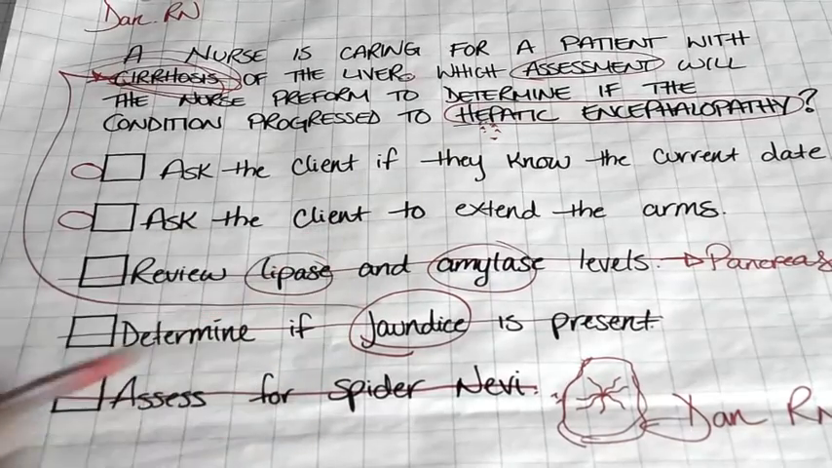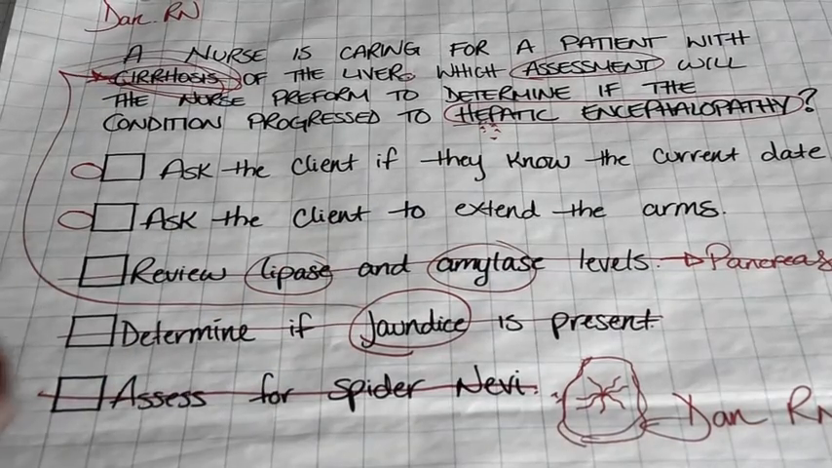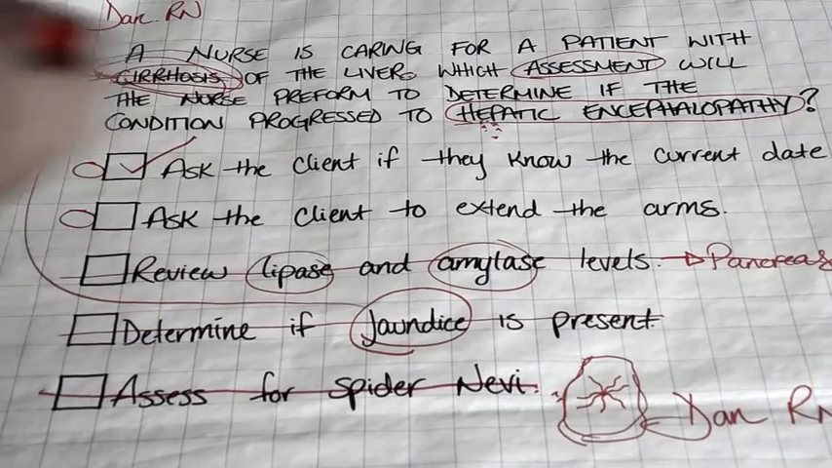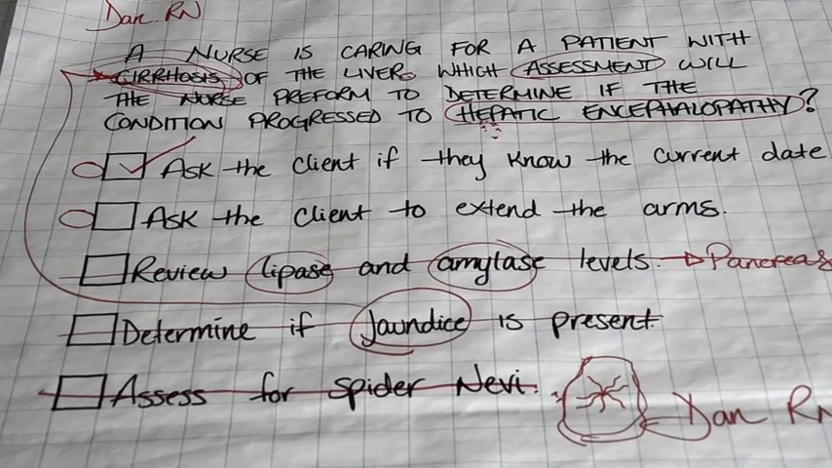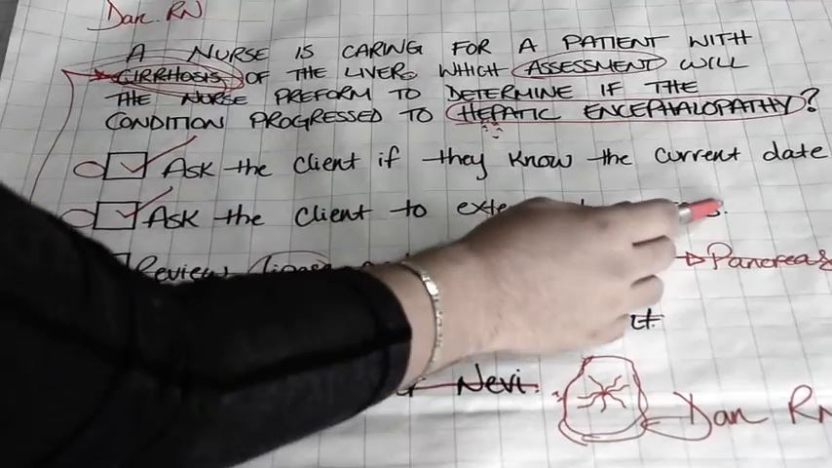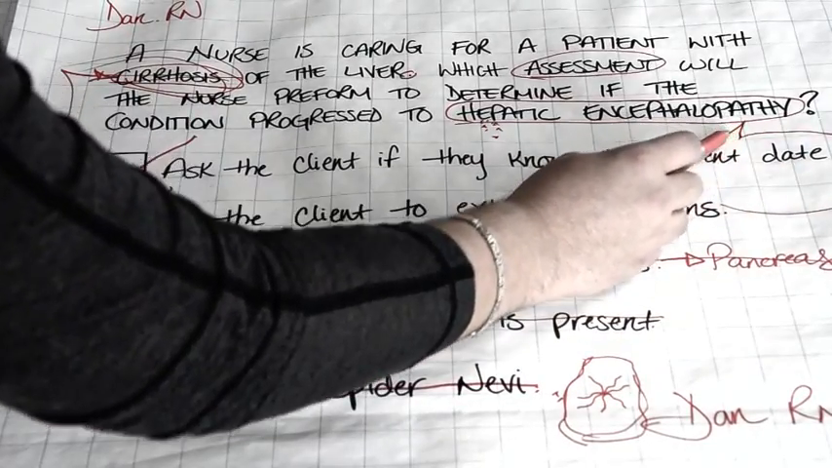So we eliminate those answer choices, and we're left with ask the client if they know the current date. So we're going to assess level of consciousness and mental status. And the second one says ask the client to extend the arms. So we're going to assess for a condition called asterixis, which is directly related to hepatic encephalopathy.